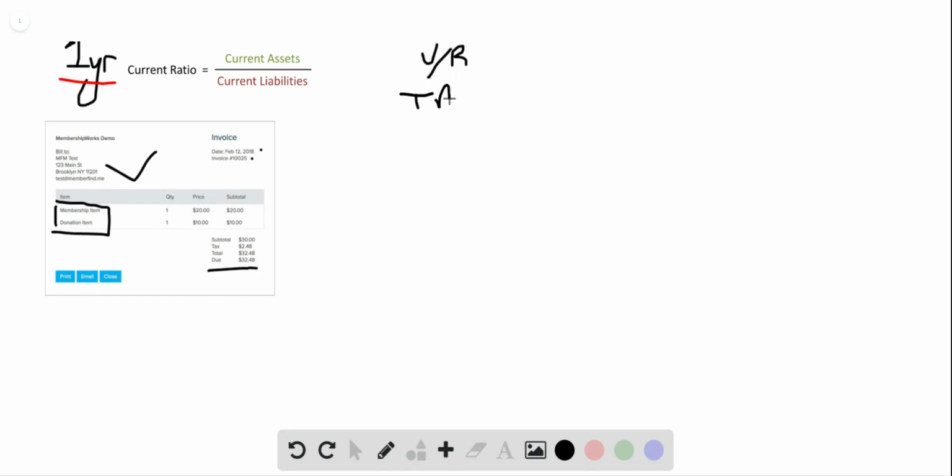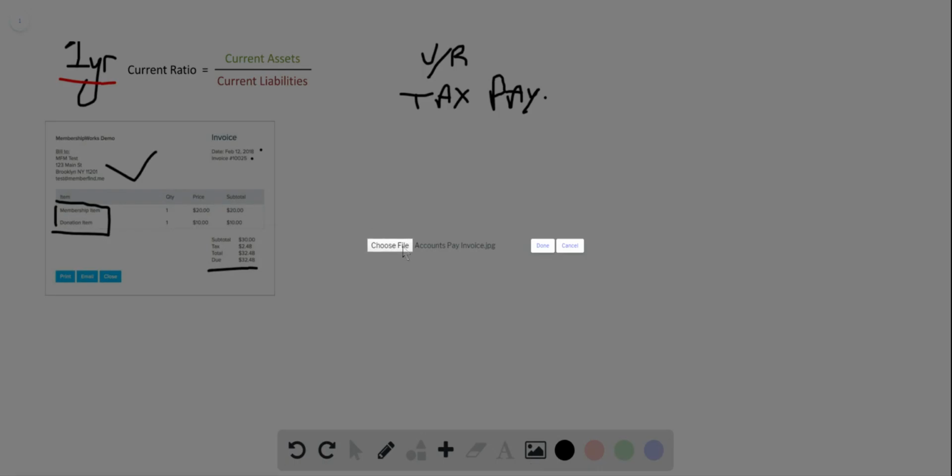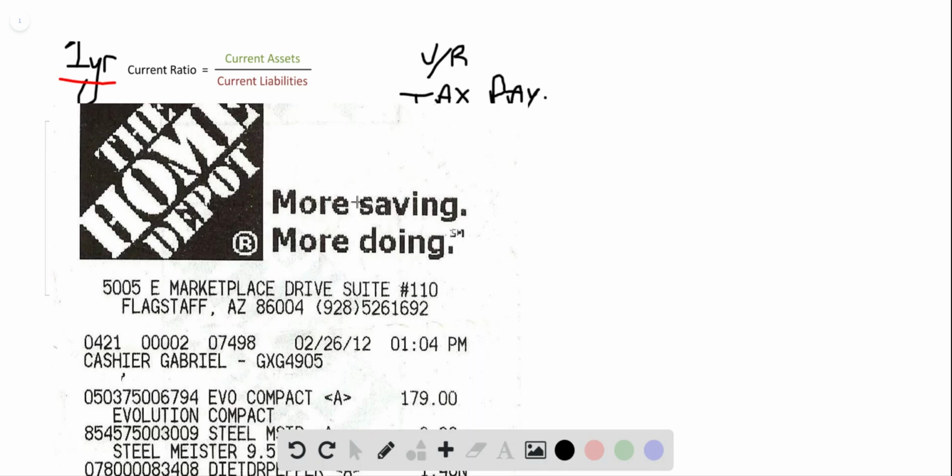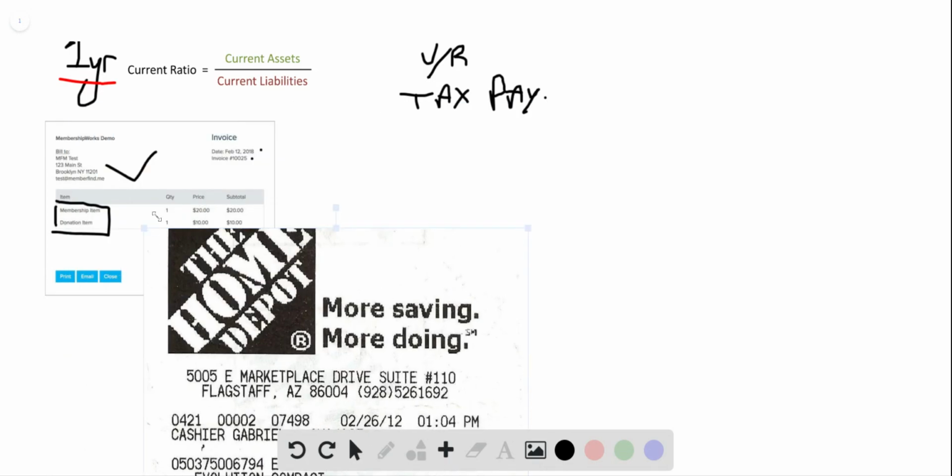Next current liability we'll be talking about is taxes payable. This is an interesting one because there are two main taxes that we'll be looking at: sales tax and income tax. Sales tax results from the sales of products or services to customers, and this is usually in the form of a percent of the subtotal.